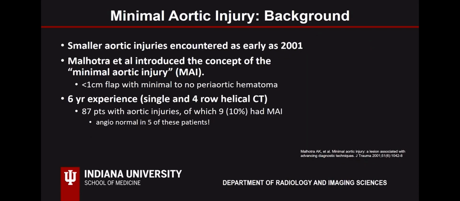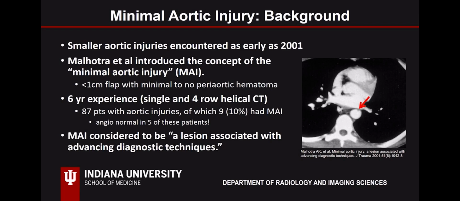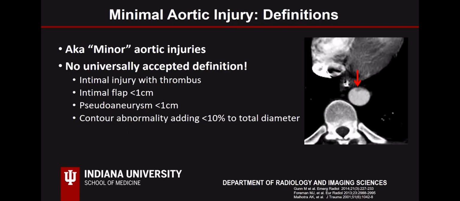Let's shift gears and talk about minimal aortic injuries. These smaller aortic injuries were encountered as early as 2001, and at that time were defined as small intimal flaps with minimal to no periaortic hemorrhage. The original study found that approximately 10% of aortic injuries are these minimal types, as you can see here in an image from the original paper showing a small intimal injury with intraluminal thrombus. Notice that there is no periaortic hemorrhage. And at that time, they correctly predicted that these minimal aortic injuries were, quote, a lesion associated with advancing diagnostic techniques, unquote. So these injuries were small enough that using older CT technology just weren't identified.